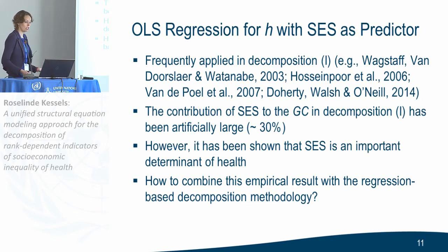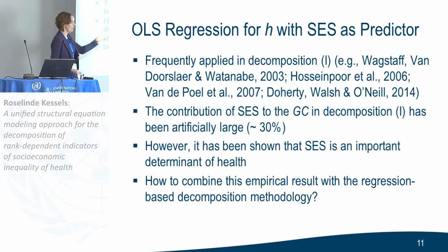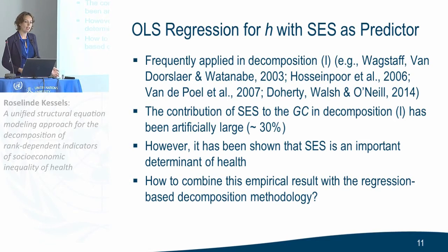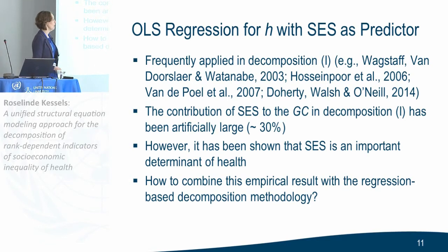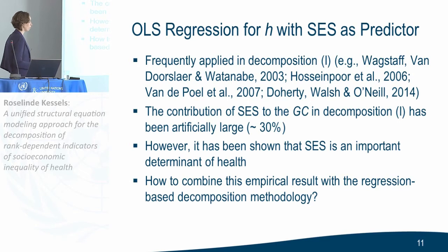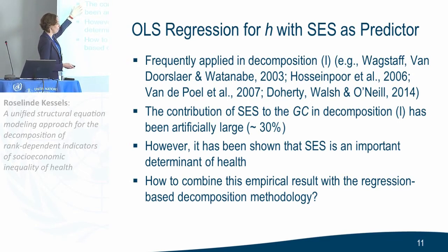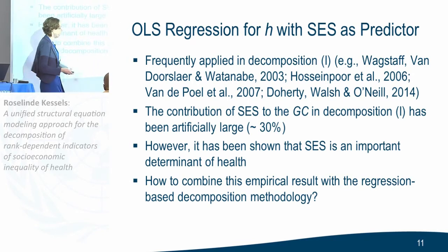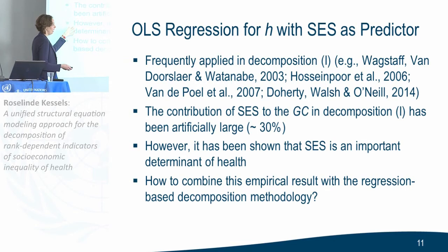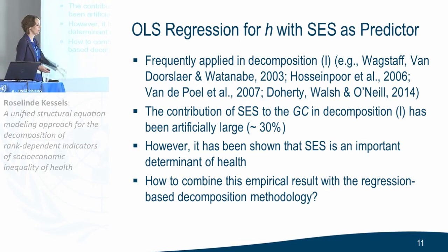Still, using decomposition 1, our most well-known health-oriented decomposition, this procedure has oftentimes been done. And it's indeed true that when using SES as an explanatory variable in the regression for health, SES comes out as an important determinant of health. But then going one step further and using that result for the decomposition analysis makes the contribution of SES to the GC artificially large, because the GC is being defined by SES itself. So using SES in order to explain the GC is not a good thing to do in this way. Using SES in order to explain health, okay, but then using this result in the decomposition leads to an artificial result.